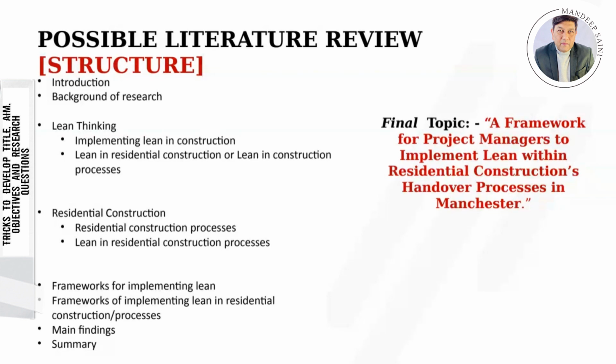Now, I will pick the main keywords from the final topic, or the main keywords from the aim and objective, which is the same in a way. So the main thing is implementing lean. Or you can look at the first objective as well and just break it down into the structure of the literature review. So the first one is lean thinking. That is the main keyword. So lean within implementing lean.